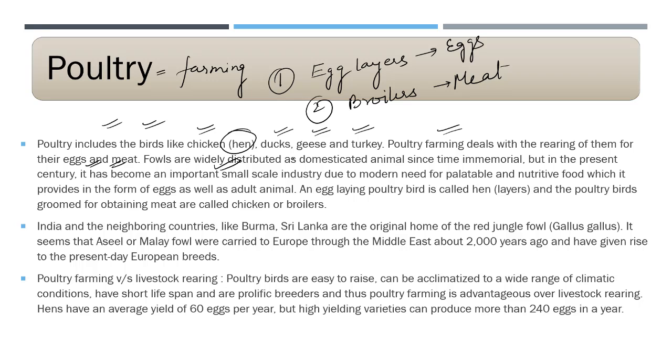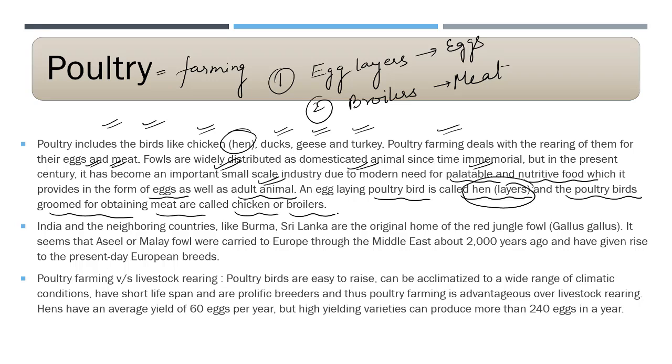Fowls are widely distributed as domesticated animals since time immemorial, but in the present century it has become an important small-scale industry due to the modern need for palatable and nutritive food, which is provided in the form of eggs as well as the adult animal. An egg-laying poultry bird is called hen, that is layers, and the poultry birds groomed for obtaining meat are called chicken or broilers. So chicken or broilers for meat production and hen or layers for egg production.